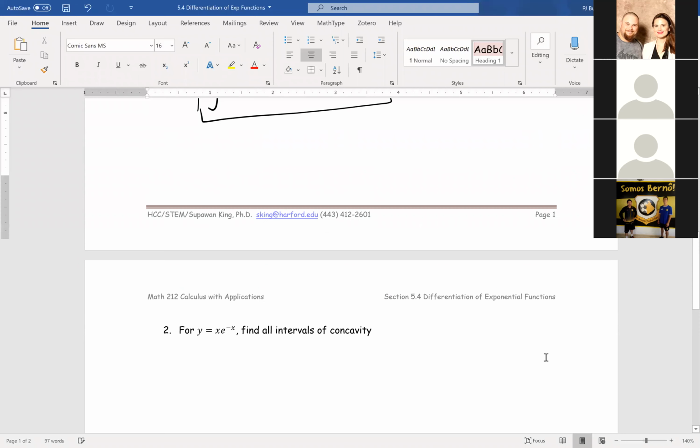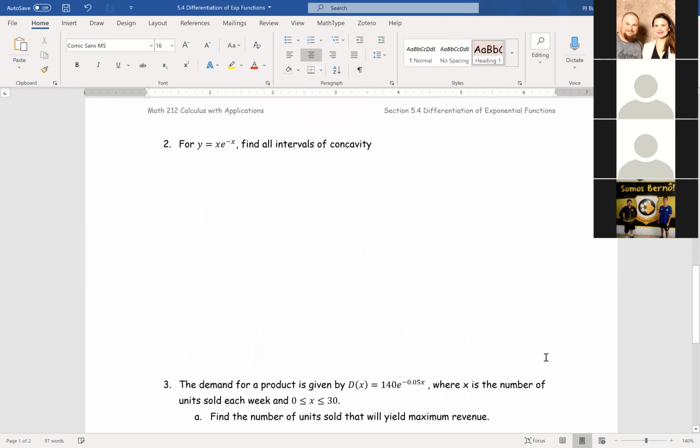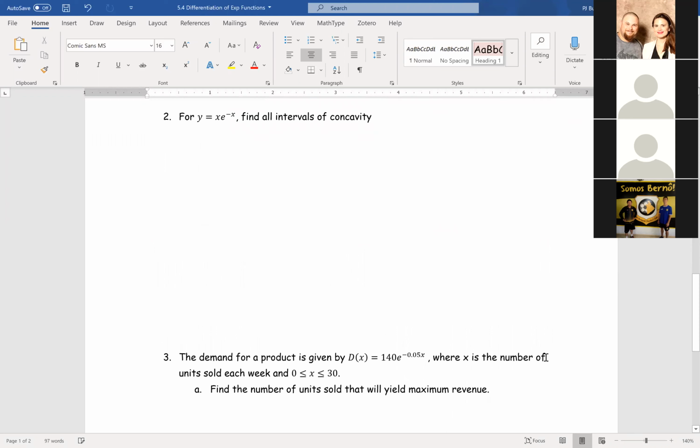All right, so this example here is going to ask us to now expand upon that further and find intervals of concavity, however you like to say it. So what derivative test do I need to find if it's concave up or concave down? Second derivative test. So I have to find the first derivative so that I can get to the second.